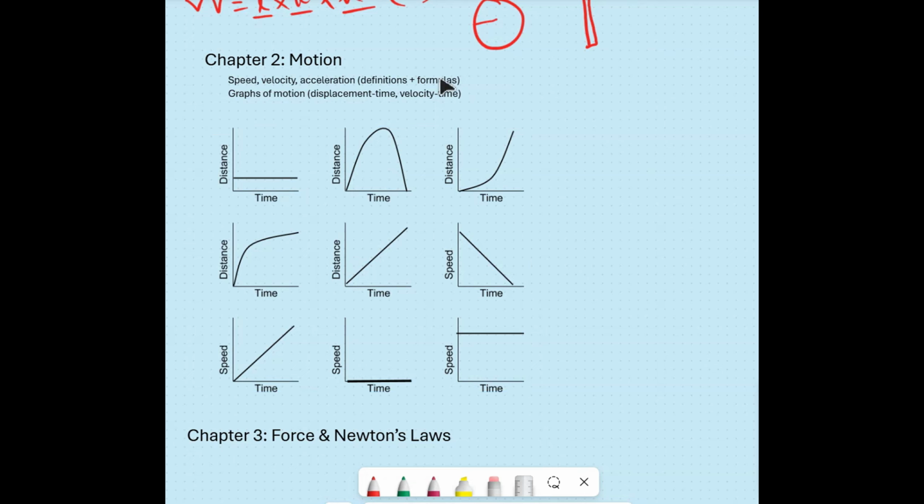The second chapter is motion. Here mainly we are talking about speed, velocity, acceleration, etc. And of course, within the motion, there are a couple of equations we have to understand, like the distance. So distance, the very basic equation is s equals ut plus half at squared, where s is the distance, u is the initial velocity.